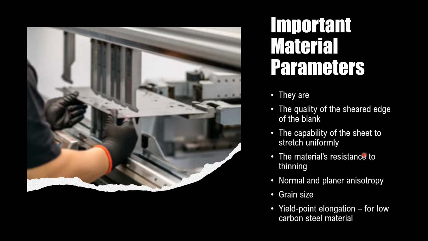Important material parameters: the quality of the shear edge of the blank, the capability of the sheet to stretch uniformly, and the material's resistance to thinning. The next one is your normal and planar anisotropy. Then you have your grain size, and then your yield point elongation, and this one is for low carbon steel material. So these parameters are important in the sheet metal forming process. You have to pay attention to them.